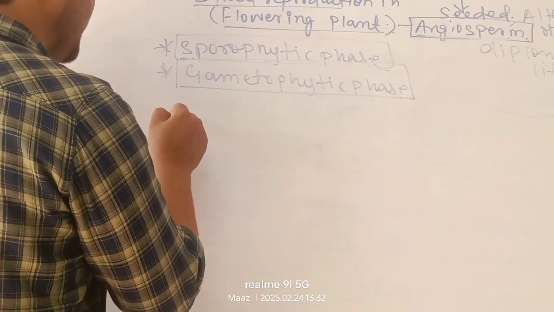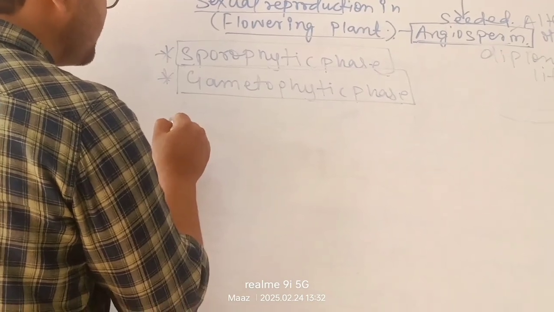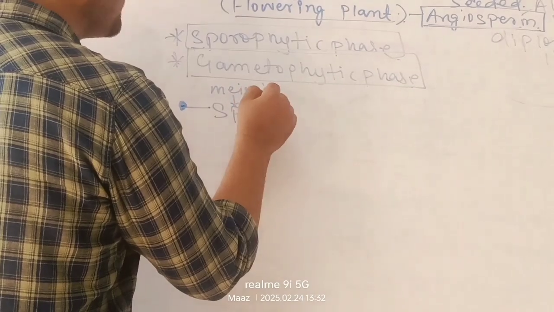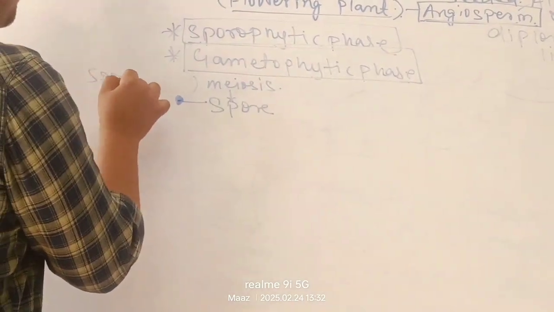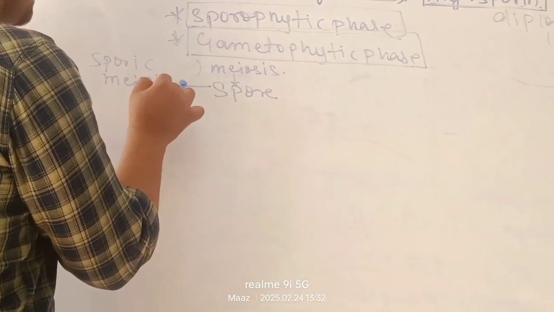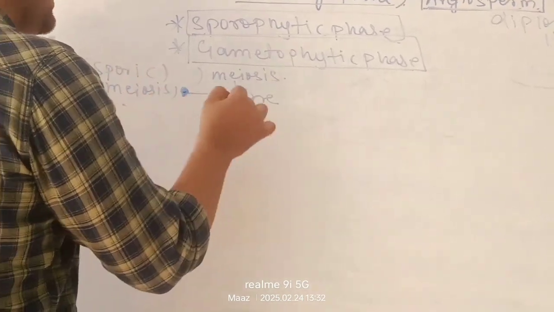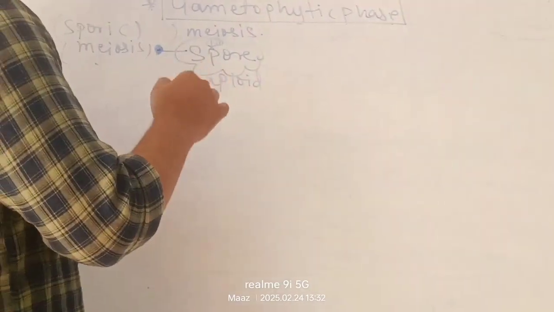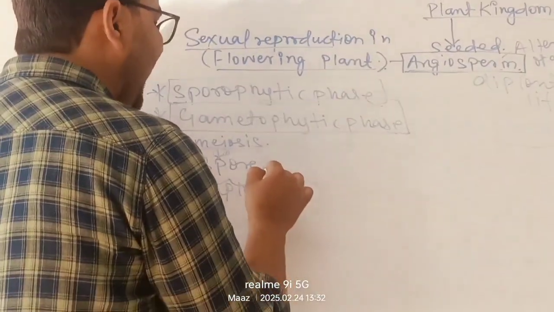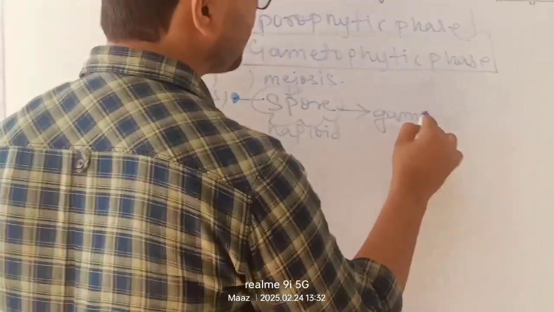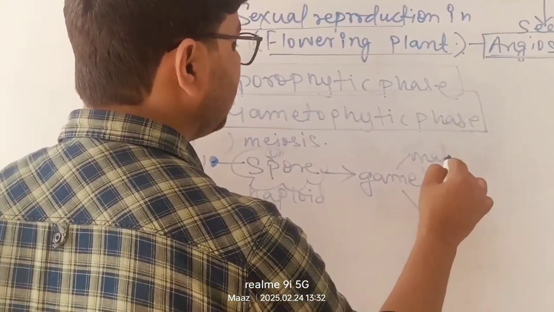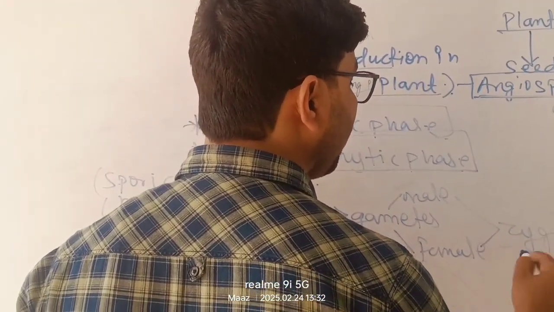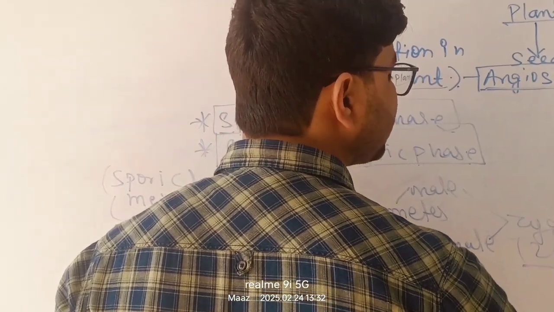In the sporophytic phase, what will happen? There is a spore which comes from meiosis, so the meiosis is sporic meiosis. The spore is formed and it is haploid, originating from a diploid structure, and the spore gives rise to gametes, male and female. These gametes fuse and form a zygote, which is diploid in nature, and this zygote gives rise to seed.